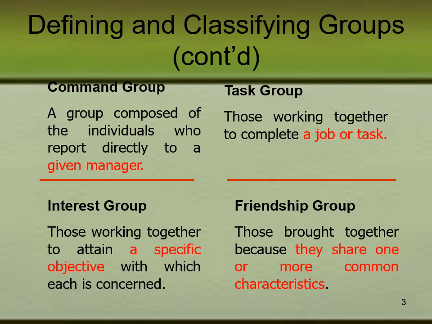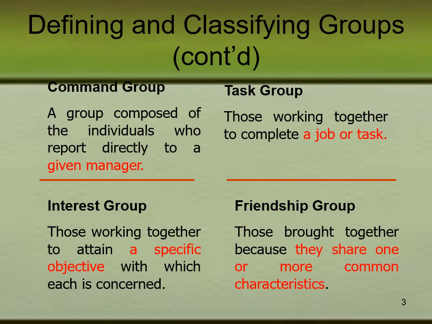So let's see the first type of group, that is formal group. What are the classifications? Okay, the first classification of formal group is command group. It is a group composed of the individuals who report directly to a given manager. So command group is a group where the employees have a manager that they have to report to. Report to here means whatever they do, they will have to refer to this manager.